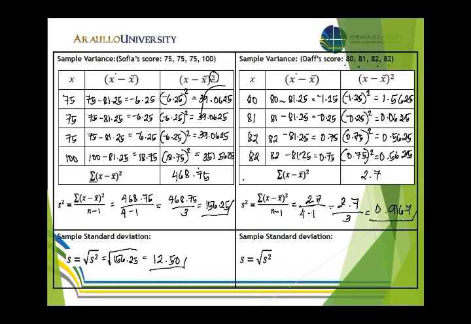variance. Okay. And then for standard deviation, we have the square root of 0.9167 is equal to 0.96 for the standard deviation of Daphne's score. Okay, so as simple as that. Gumamit kayo ng table para mas ma-illustrate kung paano kinukompute yung variance and standard deviation.